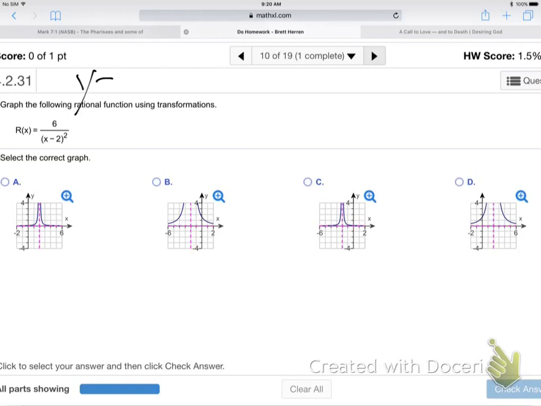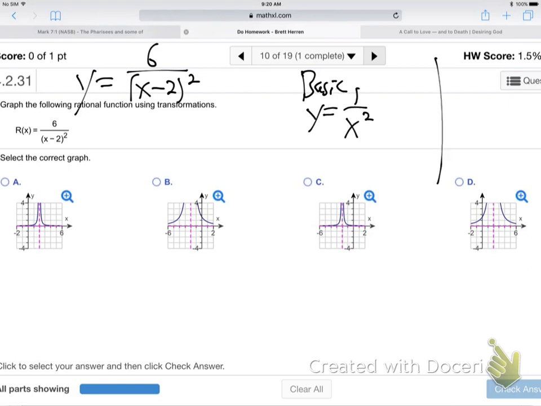So we have y equals 6 over x minus 2 squared. Okay, so to first starter, before we get into what the 6 is doing and what the minus 2 is doing, let's remember the basic form of not 1 over x, but 1 over x squared. I don't know if I've showed you this. I don't think so. Have I? So what does 1 over x squared do? It's very similar to 1 over x. First off, it's got the crosshairs, you know, the 2 diagonal asymptote lines like that.